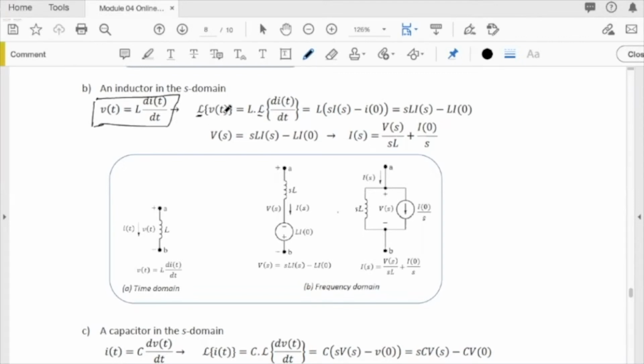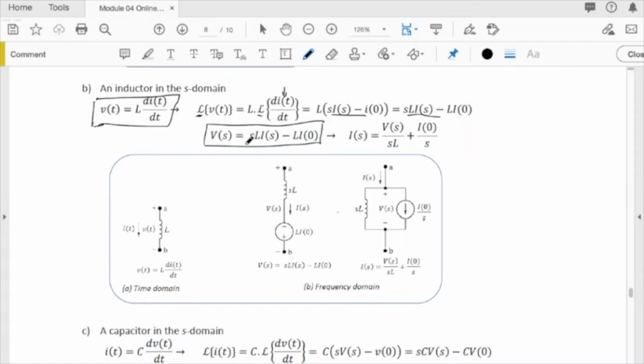If we transform v(t), we will get a capital V(s), and if we transform this first order derivative, you can look at the Laplace tables, and it will give us these terms. If you multiply with L, you will be able to get those terms. So your final equation will be given by that.